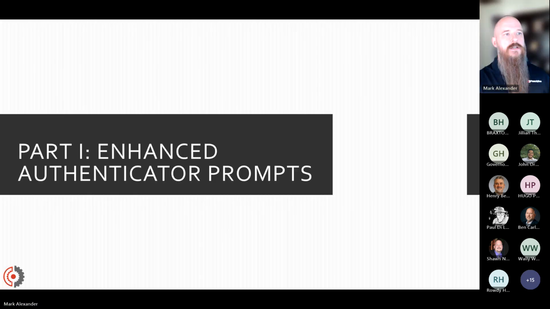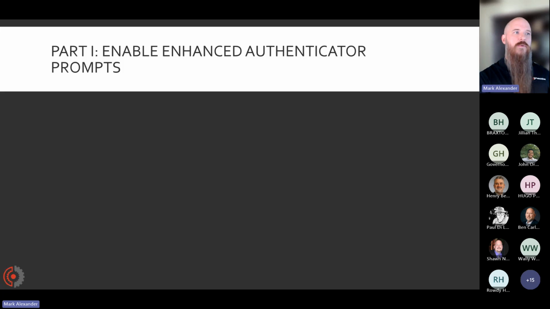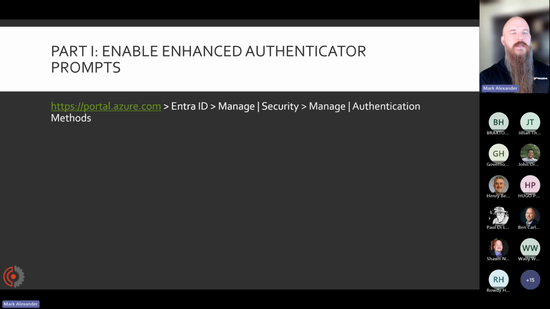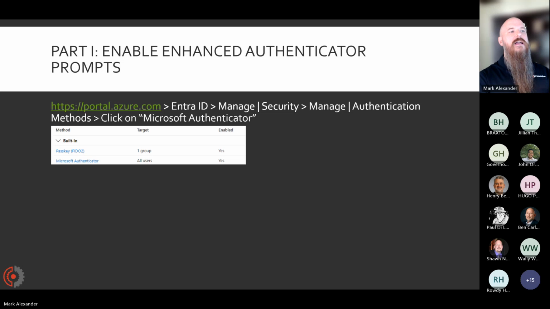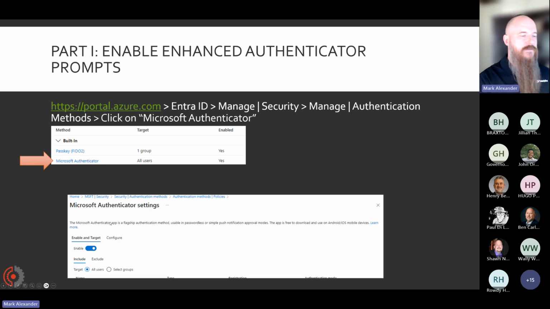So let's get started. How do we enable these enhanced Authenticator prompts? As I was saying, feel free to follow along in your portal. I debated on whether we would go to Azure or go to Entra ID, so I took a middle-of-the-road approach. We're going to portal.azure.com, the Entra ID app, and then in the manage section under security, go to the manage section and then authentication methods. You'll see the Authenticator app listed, and you can click on that and bring up this page.